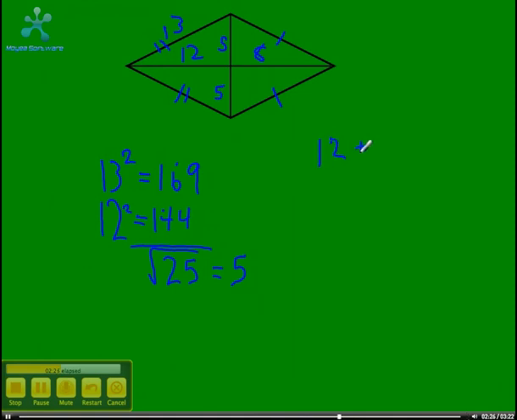So 12 plus 8 equals 20, and then you times it by the other diagonal, which is 10, and you get 200. And then since it's the two diagonals divided by 2, you get 100. And that is how you use area of a kite.